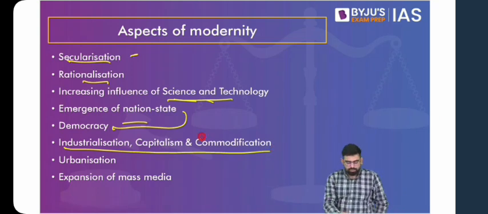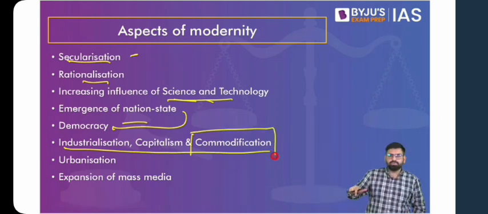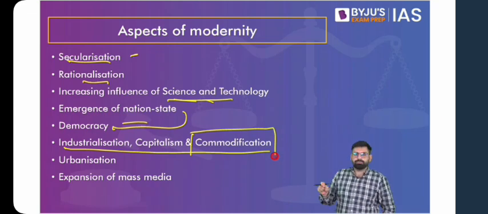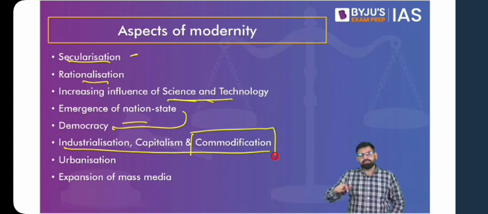Also, when we talk about commodification, a commodity you can think of as any object. Commodification with modernization means that now we put a price tag on everything. Now everything is being treated as a commodity, be it humans, be it animals, be it anything.